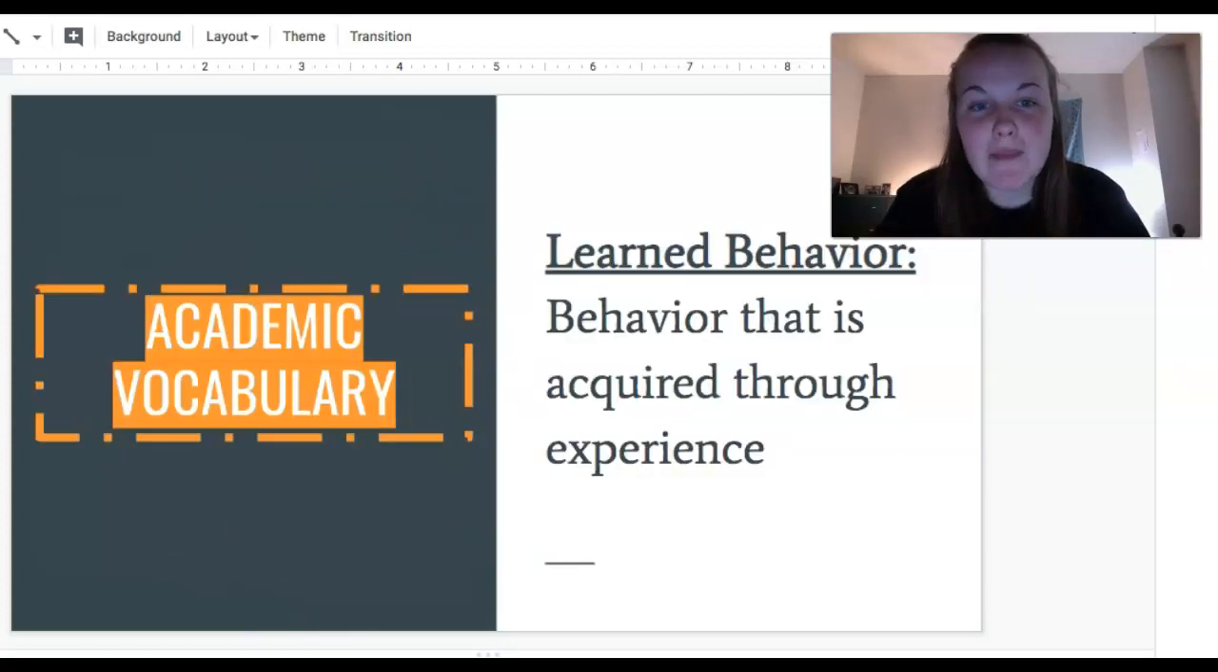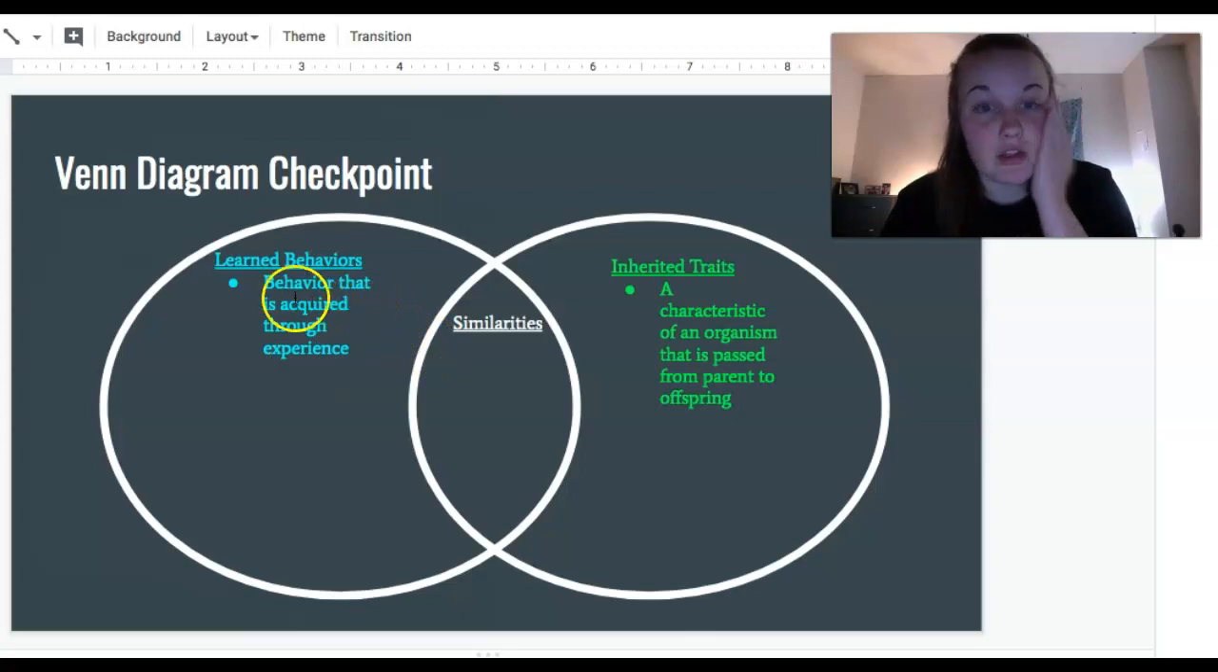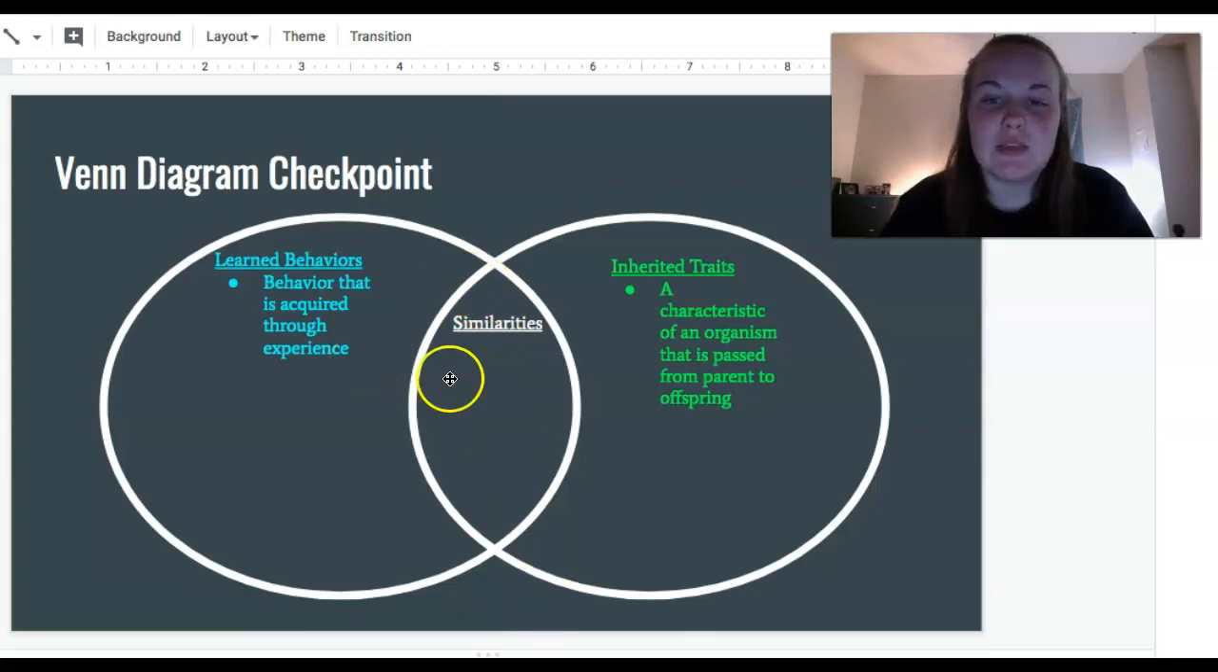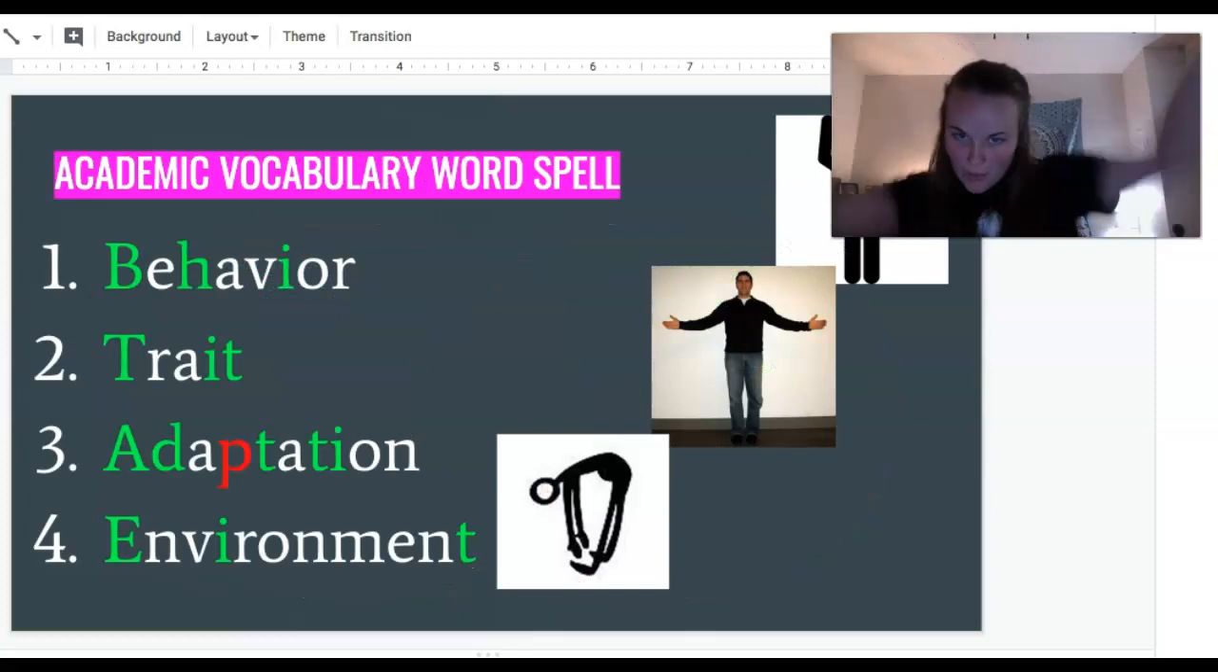Our next vocabulary term is learned behavior. A learned behavior is behavior that is acquired through experience. So we don't get it from our parents, we learn it after we're born. So here's our second diagram checkpoint. I've put the definition of learned behavior down right here on the left side. As you can see, I don't have anything in similarities yet because you are going to work through that later. So yes, we have our definitions on both sides of the Venn diagram, and now we are going to get up and move and go to our academic vocabulary word spell.